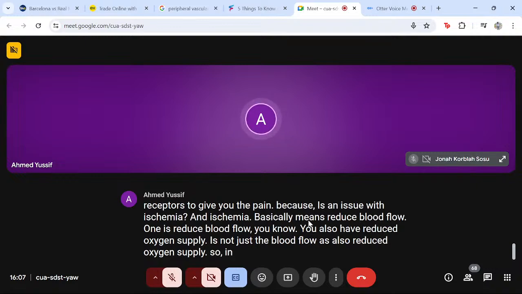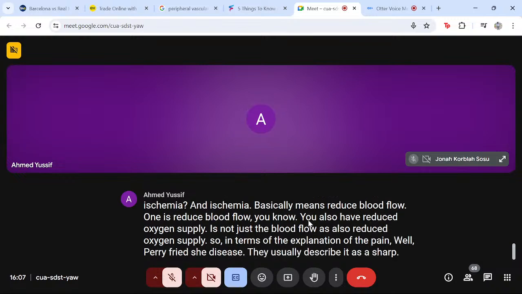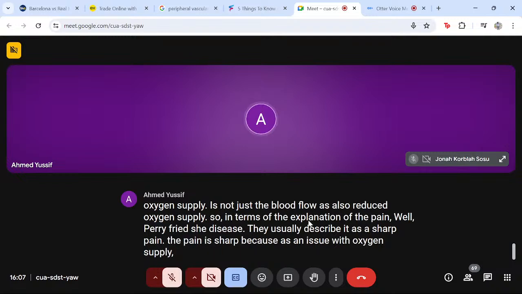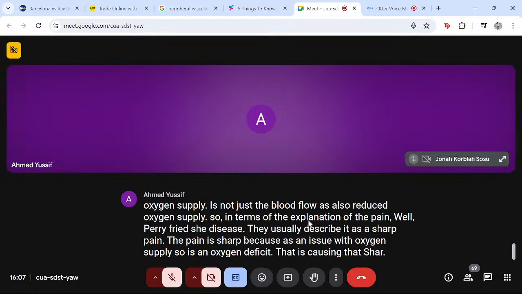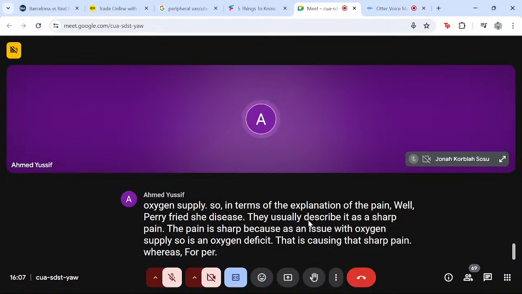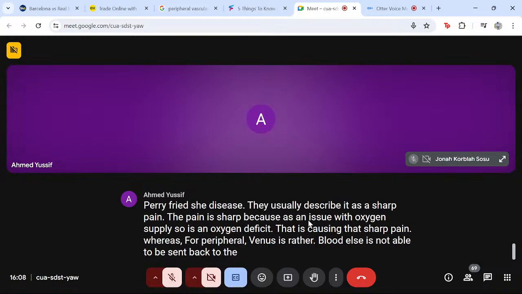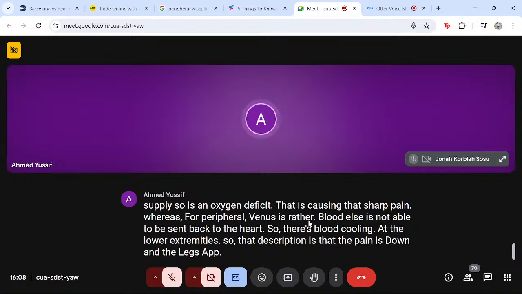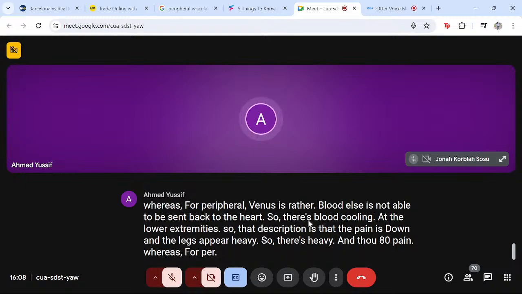So in terms of the explanation of the pain, for peripheral artery disease, they usually describe it as a sharp pain. The pain is sharp because it's an issue with oxygen supply. So it's an oxygen deficit that is causing that sharp pain. Whereas for peripheral venous, it's rather blood that is not able to be sent back to the heart. So there's blood pooling at the lower extremities. So the description is that the pain is dull and the legs appear heavy. So there's heavy and dull, achy pain, whereas for peripheral artery disease, it's a sharp pain. So that is also one way of differentiating.